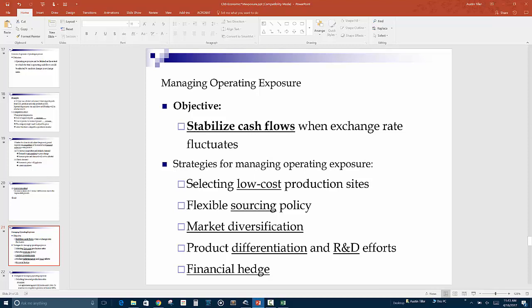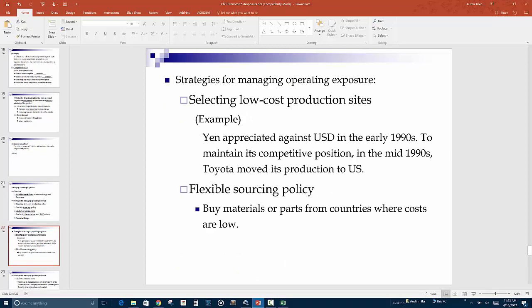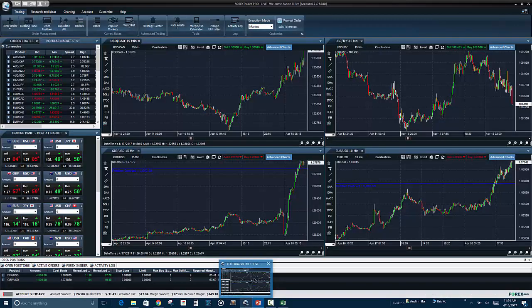There are a few strategies we can use to stabilize cash flow, including selecting a low-cost production site, flexible sourcing policy, market diversification, differentiation of products, R&D efforts, and financial hedge. Quickly go over each one of them. Actually, the first one is pretty much similar to the second one. We try to control the production cost. If we can control production cost by producing at a low-cost site or buying material at a cheaper price, we have bigger room to play with the pricing policy. When the exchange rate fluctuates, we have room to make adjustments.